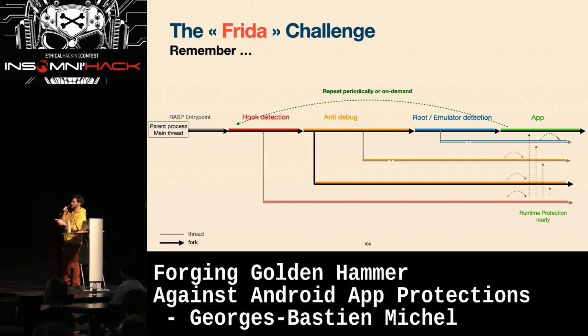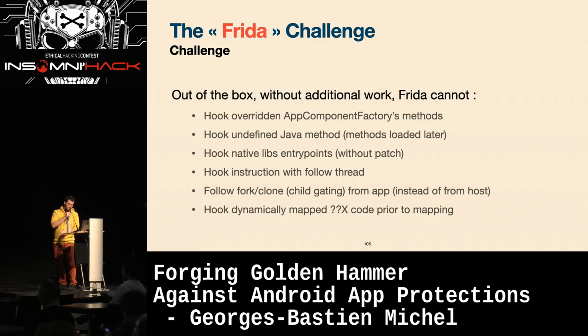So remember, you would like to bypass all, but there are a lot of threads, there is fork, there is hooking into the entry point of libraries, there is hooking inside the app component factory prior to the application attach-base context. It is all possible with Frida, but it does not work out of the box. So you should implement all. You should implement hooks which allow you to hook some point where you could deploy your final hook.